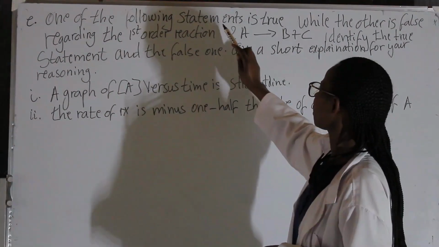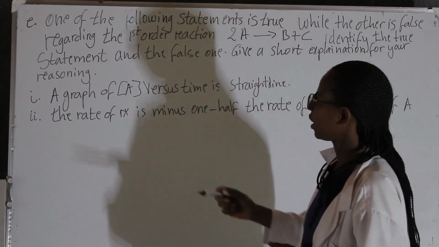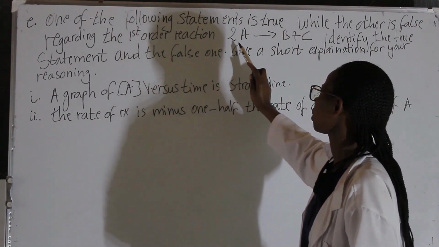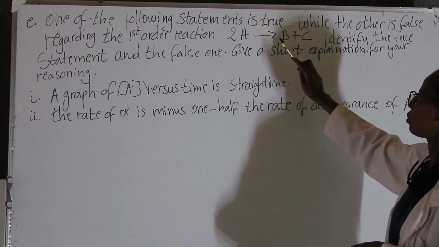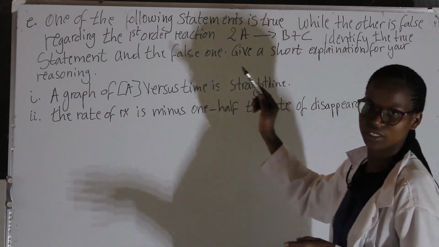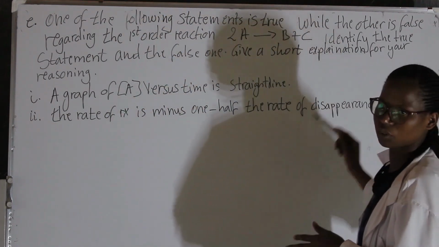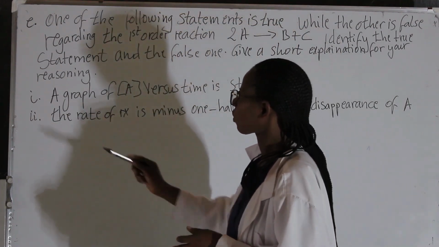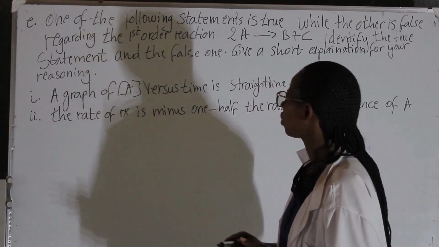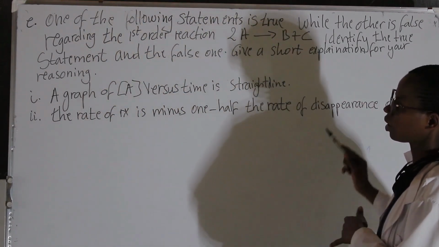For some question A, one of the following statements is true while the other is false. Regarding the first order reduction of A, which produces B plus C, identify the true statement and the false one. Give a short explanation for your reasoning.